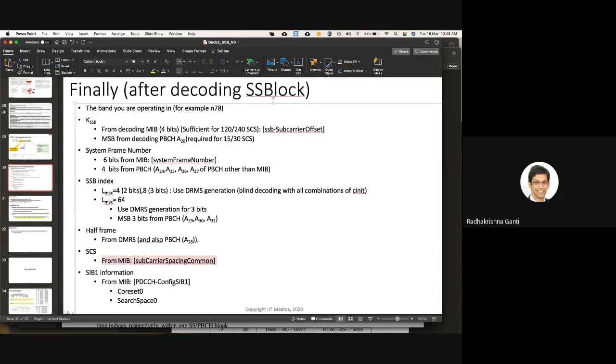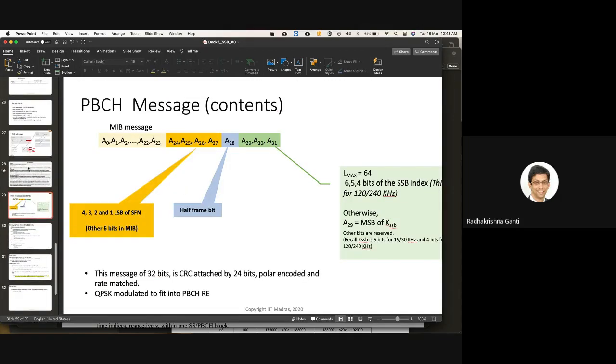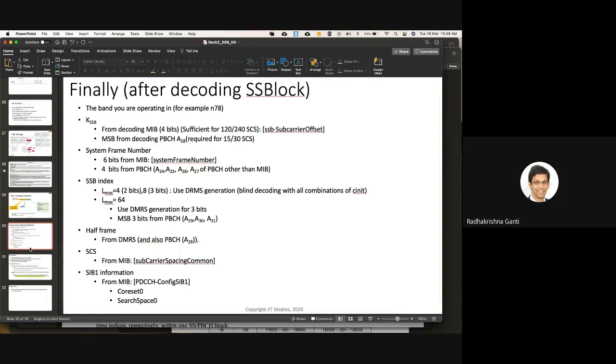Okay, subcarrier spacing you get. You also get SIB1 information. Next, we'll look at this PDCCH config SIB1. We'll look at this carefully in the coming classes. Okay, so you understood what all happens.